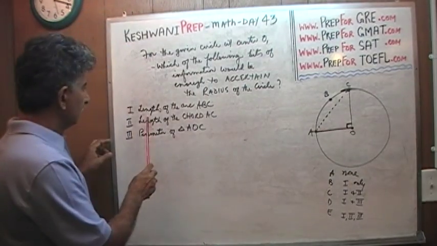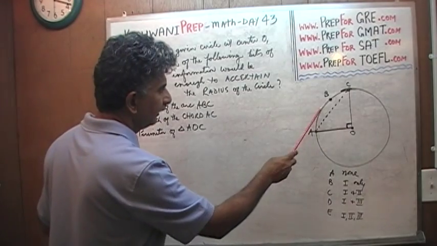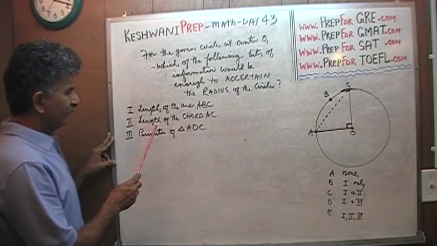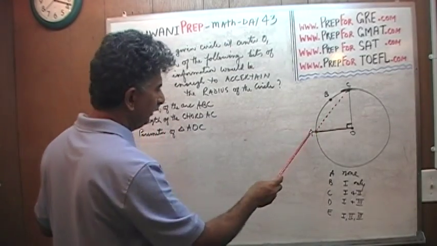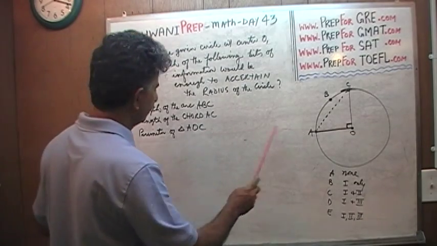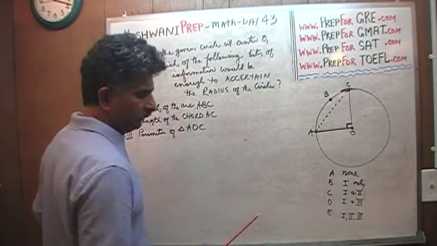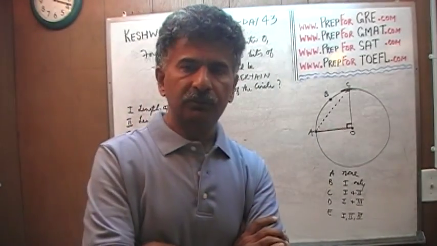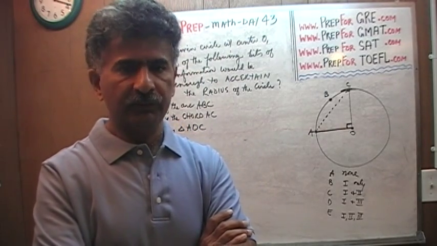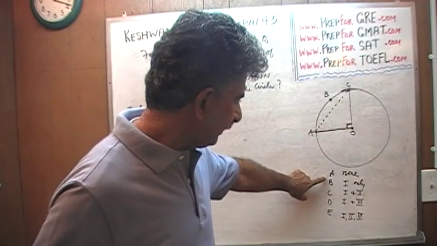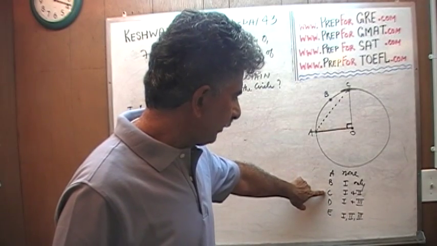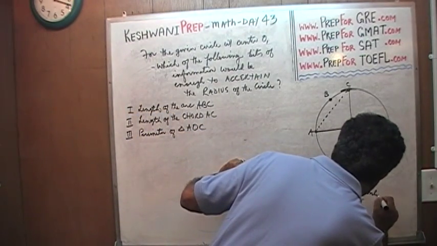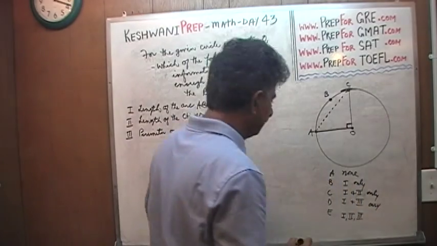The first one is the length of the arc ABC. Here's your ABC, the length of this arc. That's 90 degrees there, they tell you. The second is the length of the chord AC, the length of the chord A to C. The third is the perimeter of the triangle AOC. Which of the following bits of information is enough by itself to figure out the value of the radius of the circle? And here are your answer choices. A is none, B 1 only, C 1 and 2 only, D 1 and 3 only, and E 1, 2 and 3.